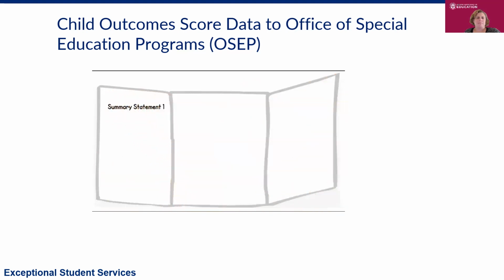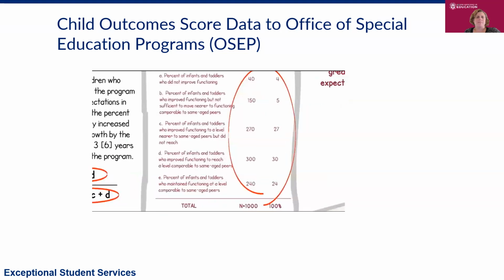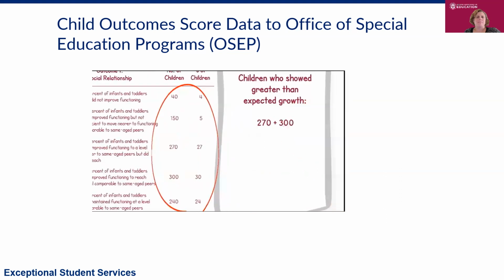The first summary statement is, of those children who entered or exited the program below age expectations in each outcome, the percent who substantially increased their rate of growth by the time they turned 3 years of age, or for preschool by the time they turned 6, or exited the program. The shorthand for this summary statement is, children who showed greater than expected growth. You can see from the formula that Summary Statement 1 is calculated by adding the children in categories C and D and dividing that number by the sum of the number of children in categories A, B, C, and D. In this example, 75% of children who entered the program below age expectations in social relationships increased their rate of growth by the time they exited the program.